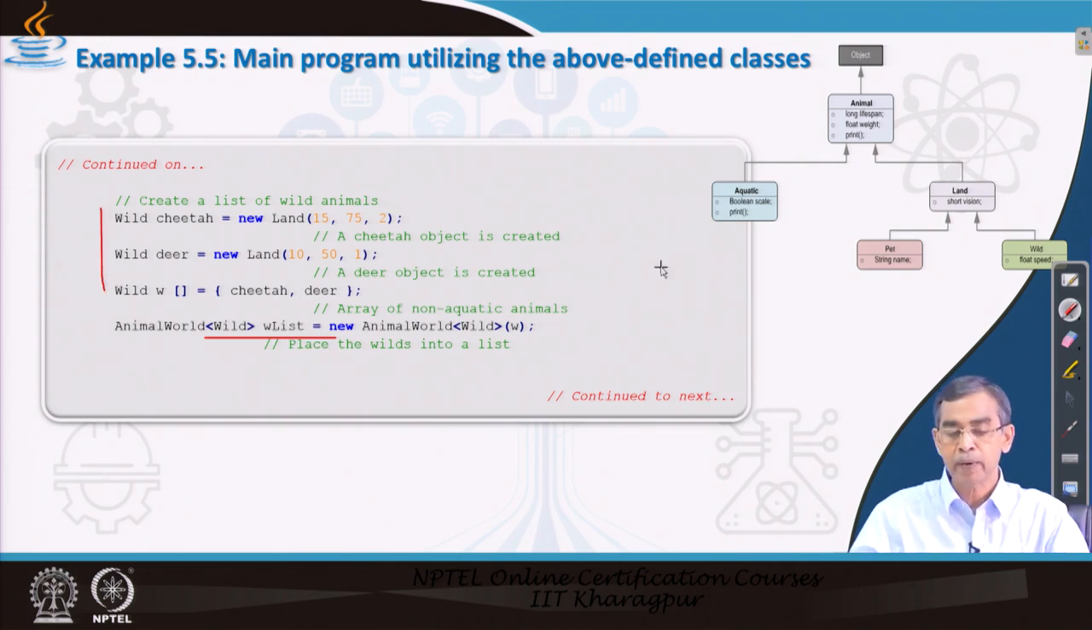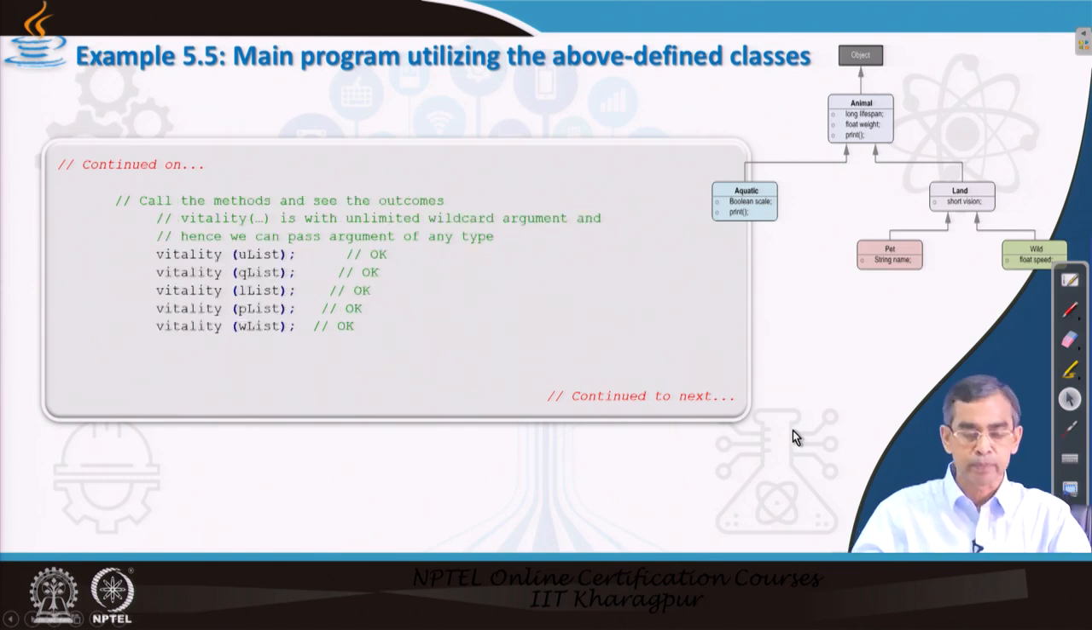So, what we have done so far in this generic program, we created a number of collections. This is the list of all animals belonging to the different categories like aquatic, land, pet, wild as well as animal. Now, let us see if we call the different methods which we have defined with the different wildcard arguments.